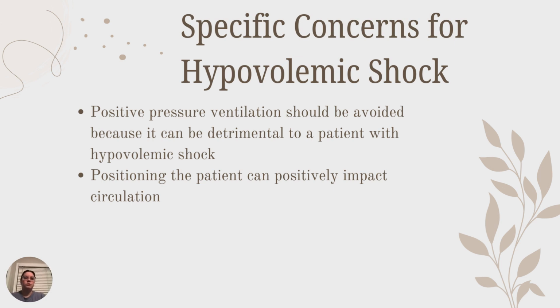You should avoid positive pressure ventilation because it can be detrimental to hypovolemic shock patients. You're adding a lot of pressure into the core area, and that's going to cause the hypovolemia and BP to worsen. However, it is noted that positioning the patient can impact their circulation in a positive way. So some of the examples given in the research was when you're giving the fluids to raise the patient's legs. You can also, if they're a pregnant patient and they are having problems with their BP being too low, turn them on their left side, and that relieves the weight of the baby on the circulatory system.